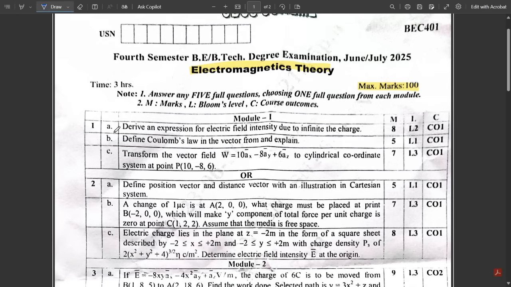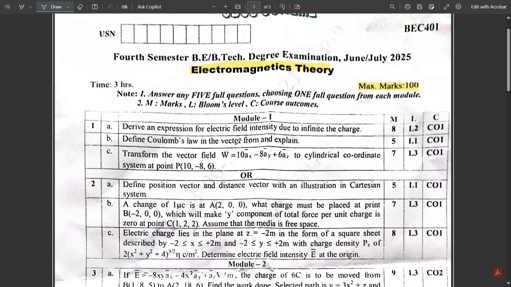Module 1. The questions are 1A, 1B, 1C, 2A, 2B, 2C. Let us start from 1A. The question was: derive an expression for electric field intensity due to an infinite line charge. So this was one mistake here, it is line charge. This question I had already told you would be appearing. I have already done it in my concept videos from module 1. The electric field intensity derivation due to the infinite line charge is very easy, and I told you that it would be asked and they have asked it. So this was one question which I had covered.